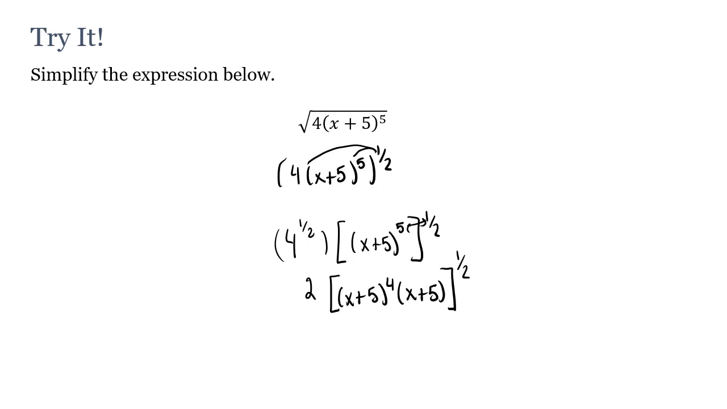And again, there's 1/2 over here. Distribute, and I get 2 times x plus 5 to the 4th times 1/2, which is x plus 5 squared. And that has absolute value because this is an even radical. And this last x plus 5 is going to remain under the radical.